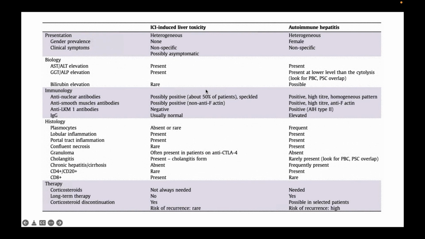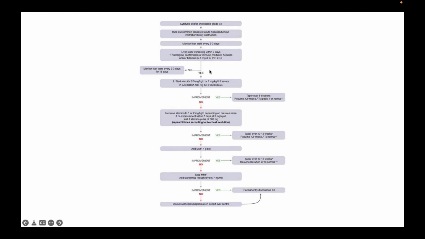Again, this is just a nice table that differentiates both of them. We don't have time to go over it, but it's important to know that the latency of this is really 4 to 8 weeks. And once it happens, if there's no improvement, this is a nice algorithm about what to do. You can start steroids for these patients. And then if there's improvement, you can resume the checkpoint inhibitors. You have to really try everything, and nothing works until you say permanently discontinue ICI.